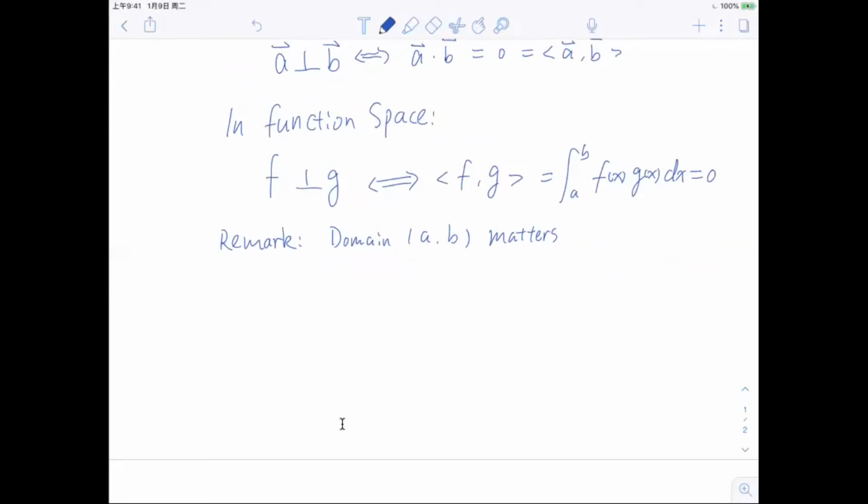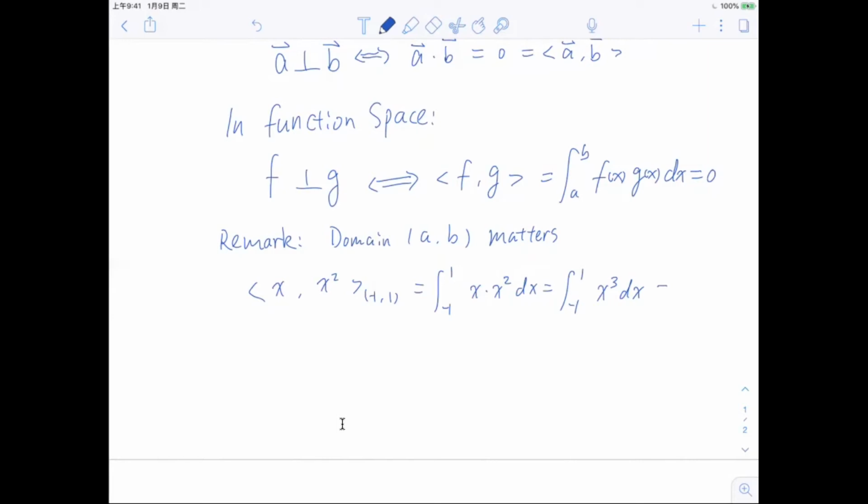The inner product of x and x squared on the interval -1 to 1 equals the integral from -1 to 1 of x times x squared, which is the integral from -1 to 1 of x to the power of 3, and that equals 0. That means on interval -1 to 1, function x and the function x squared are orthogonal with each other.